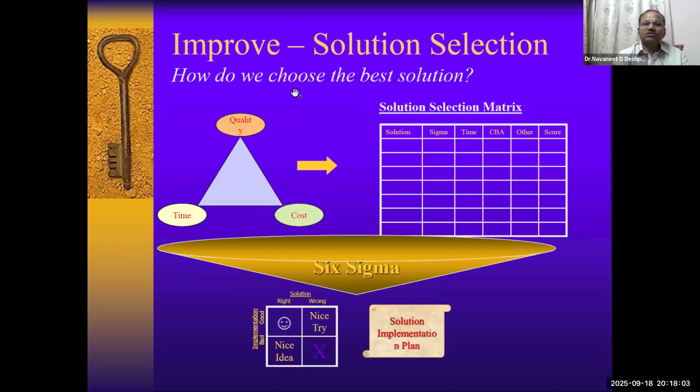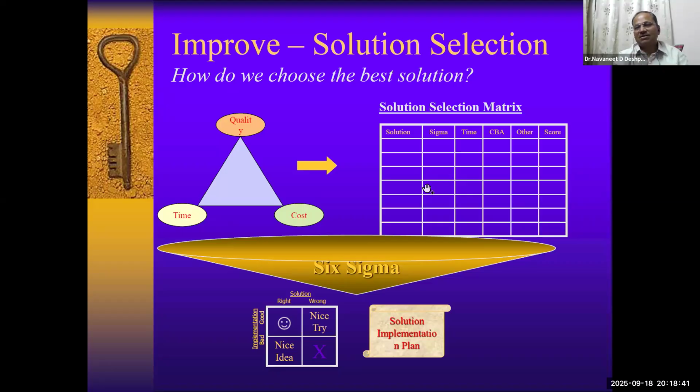Now improve the solution. So how do we choose the best solution? Now you have to have the three parameters as we already know. First is quality, second thing is cost, third thing is time. These are all interrelated. So in order to get these three dimensions of cost, quality, and time, we have to write solution number one. At what level? Sigma level 1 or sigma level 2. We have to note down, and then we have to note down the score.